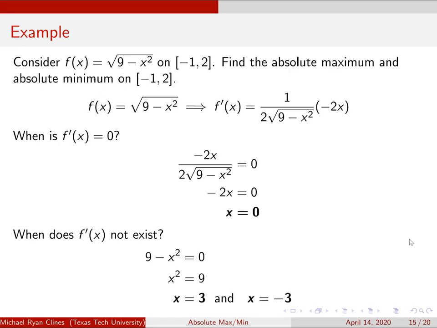We were tasked with finding the absolute maximum and absolute minimum on the interval -1 to 2 of the function square root of 9 minus x squared. What did we do? We found the derivative. We set it equal to 0, solved for x. That gave us a critical point. We asked ourselves, when does this function not exist? We found those values that forced the derivative not to exist, and that gave us our critical points. But we didn't care about 3 and -3 because they were not in the interval -1 to 2.